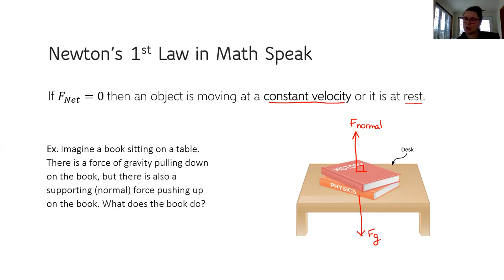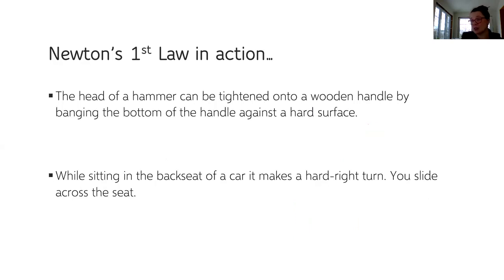Okay? You could have a car driving down the road. If you have balanced forces between the friction between the road and the wheels and the engine, the car will go at a constant velocity. If those forces aren't balanced, you'll speed up or you'll slow down. So Newton's first law in action. So these are a couple examples.